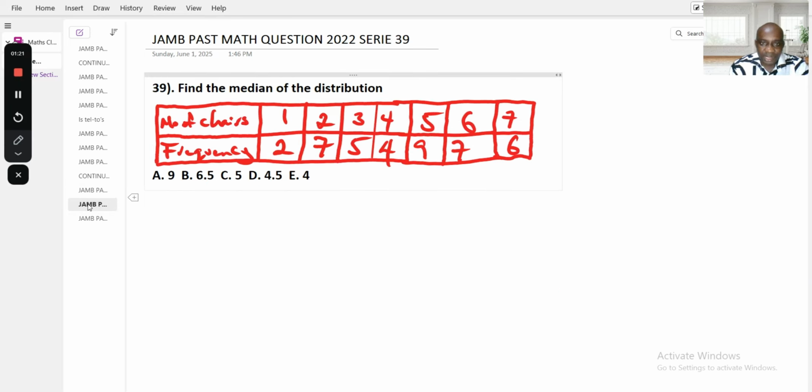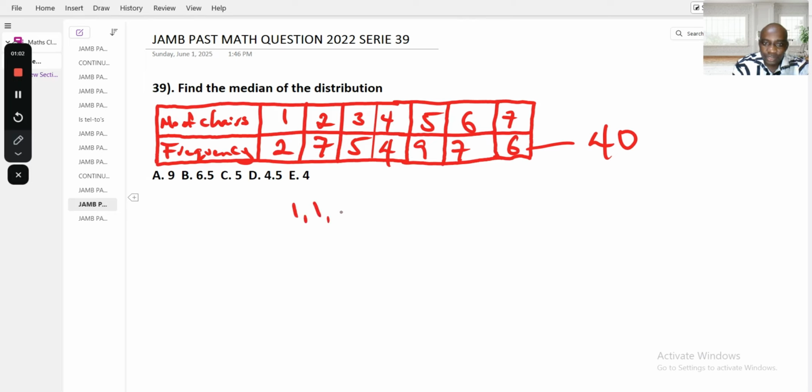Find the median of the distribution. We were told that the total of the frequencies is what? 40, isn't it? To look for the median is to look for the center, the middle. So we are going to look for the number that is in the middle. When you divide 40 by 2, it's going to be 20. It means that you separate the numbers into 20 and another 20.